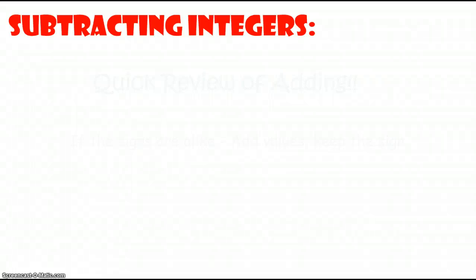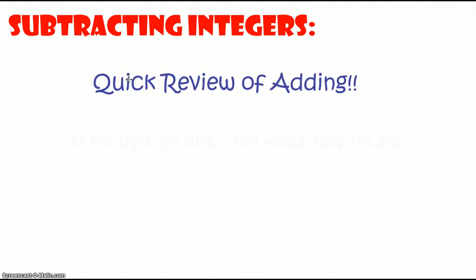Today we're going to learn to subtract integers. Before we do that, we're going to do a quick review of what it means to add integers. Remember, integers are numbers that don't have fractions or decimals on them. They can be positive, negative, or zero, but they have to be whole numbers. They can't include fractions or decimals.